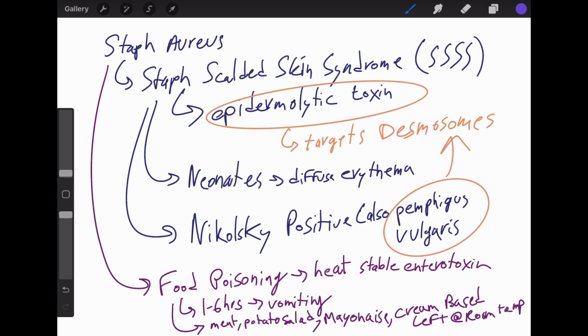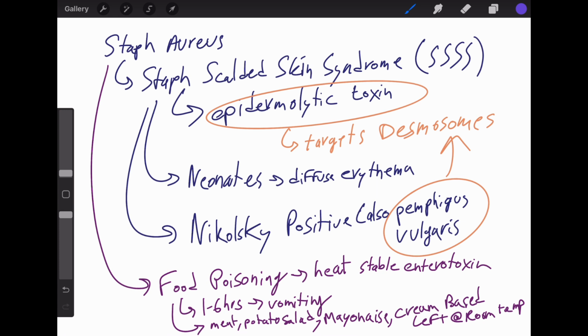Next up, we have staph scalded skin syndrome. This is caused by epidermolytic toxin, which targets desmosomes. It's seen in neonates with diffuse erythema and positive Nikolsky. When I say positive Nikolsky, I also want you thinking of pemphigus vulgaris. Pemphigus vulgaris also targets desmosomes.